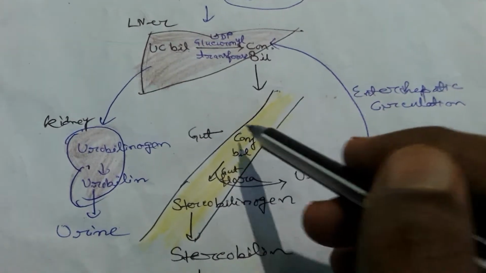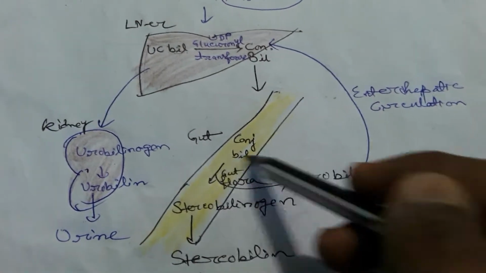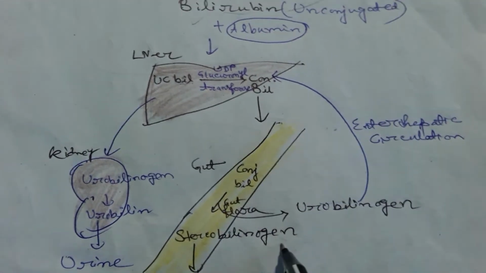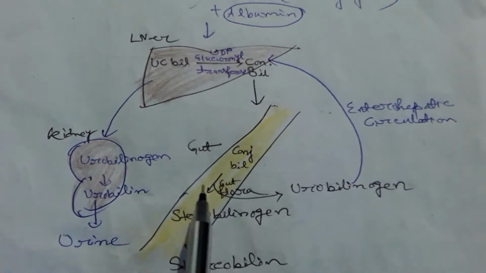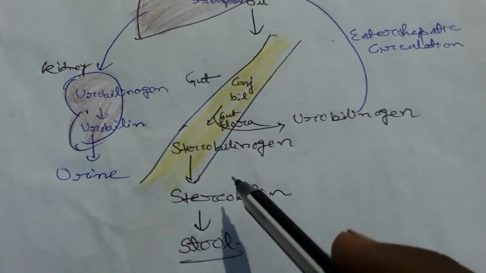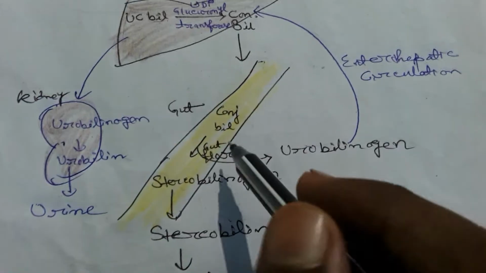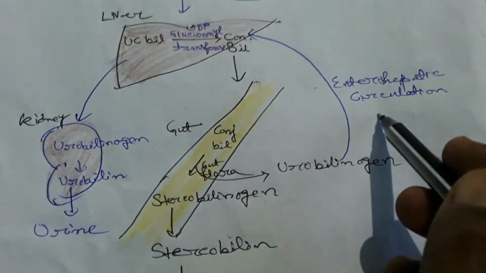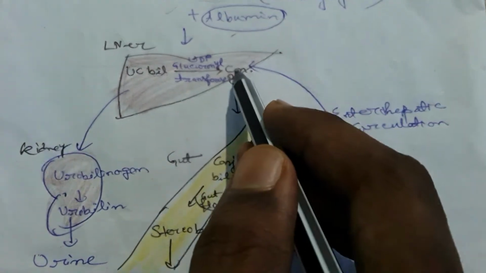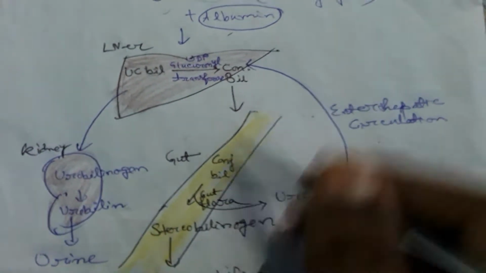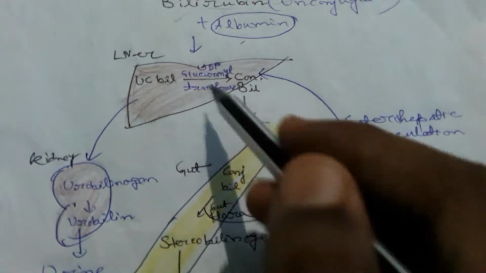In the gut, the conjugated bilirubin is converted by the gut flora into urobilinogen and stercobilinogen. Stercobilinogen will be converted into stercobilin and come into the stool. But the urobilinogen from the gut, by enterohepatic circulation, will go into the liver again. Enterohepatic, entero means the gut and hepatic means liver.